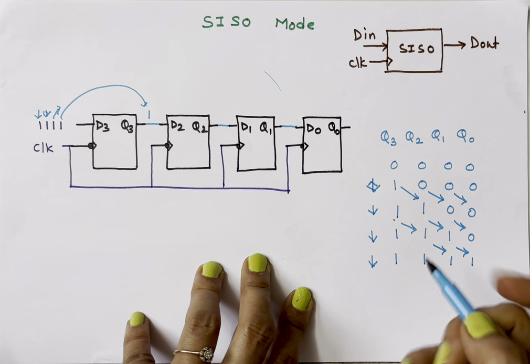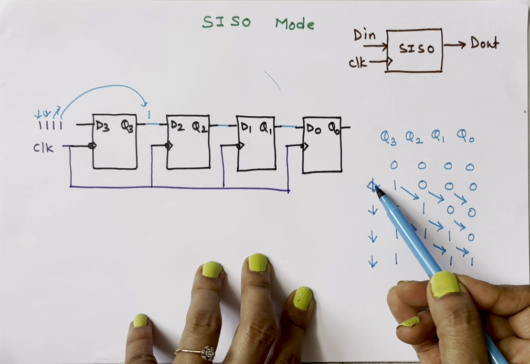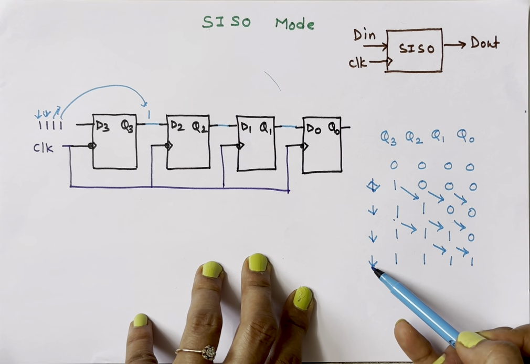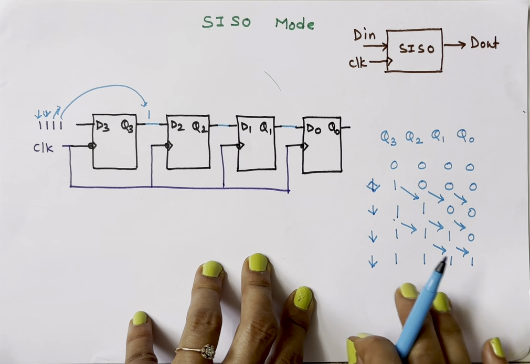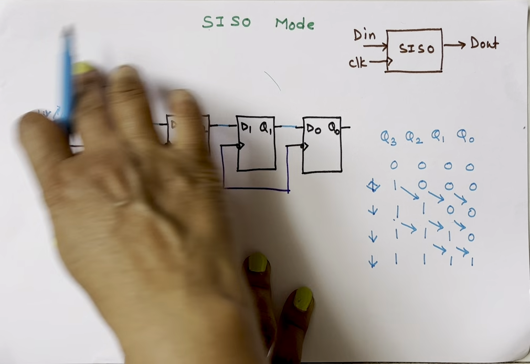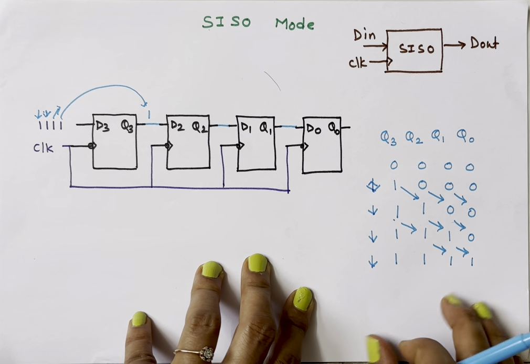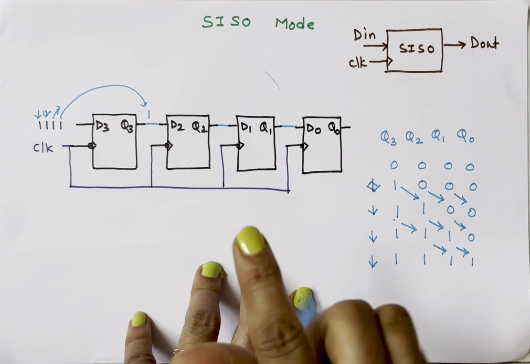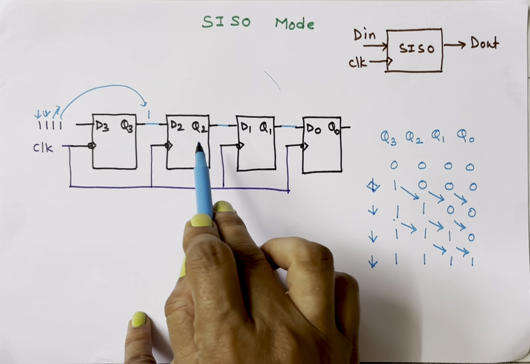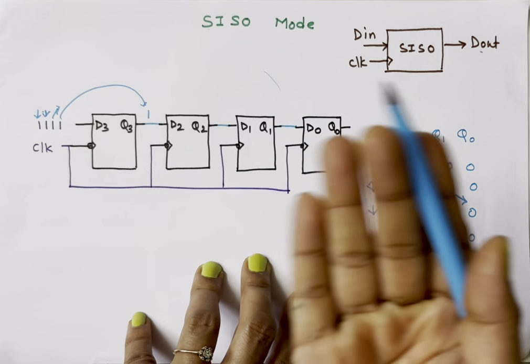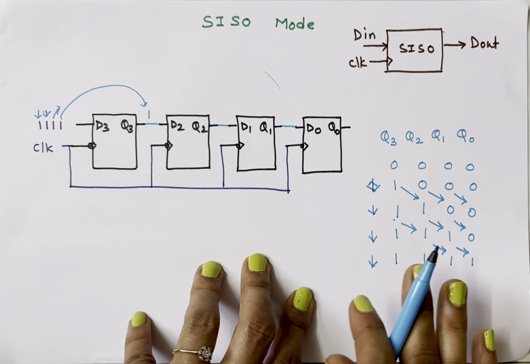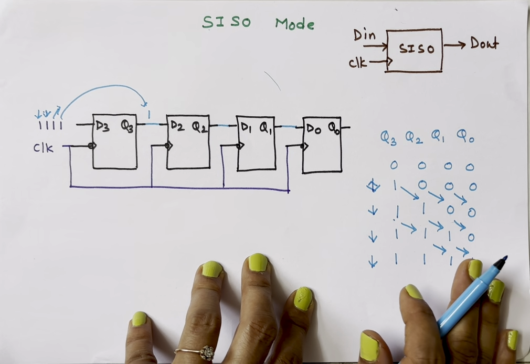So see here, number of clock cycles are 4. 1, 2, 3, 4. To load the entire data into this shift register, it took 4 clock cycles because my shift register is a 4-bit shift register. So for an n-bit shift register, it will take n clock cycles.